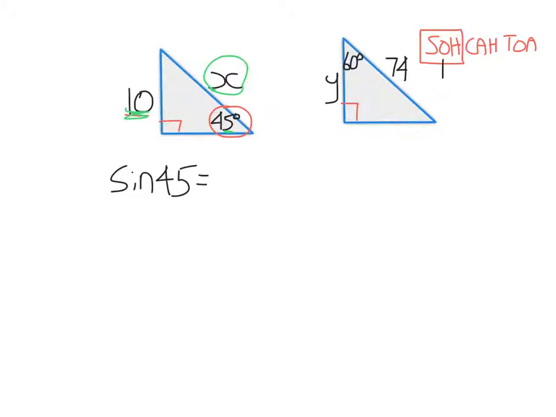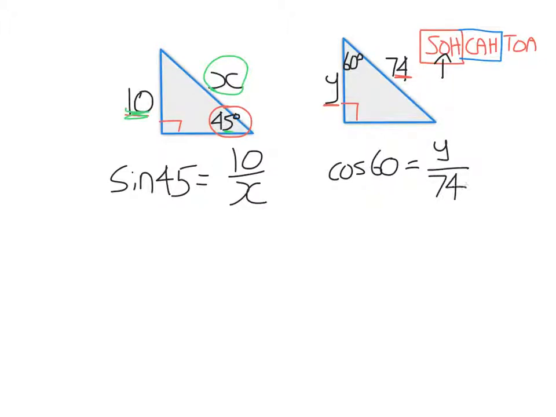So because O comes first here in the acronym, O goes on top. Opposite on top, hypotenuse on the bottom. In the second triangle, this side here is the adjacent, and we also have the hypotenuse. So which one involves adjacent and hypotenuse? That's this one here, the cosine ratio. So this would be cos of the angle 60 degrees equals adjacent over hypotenuse.